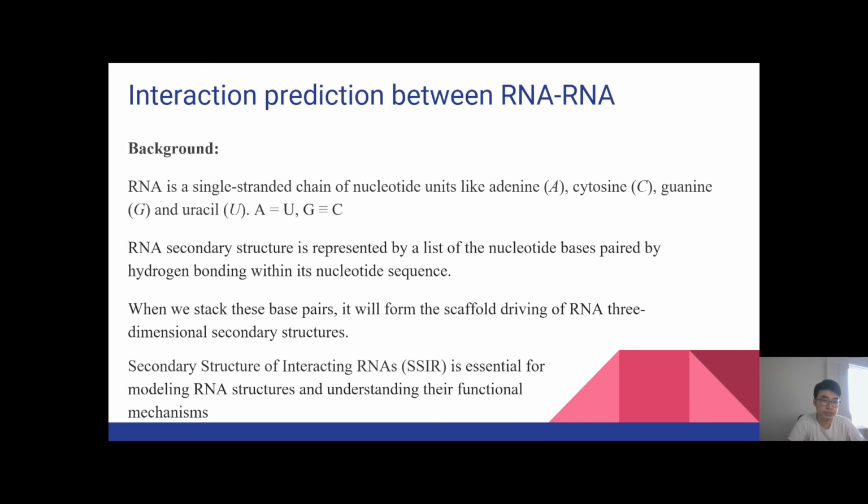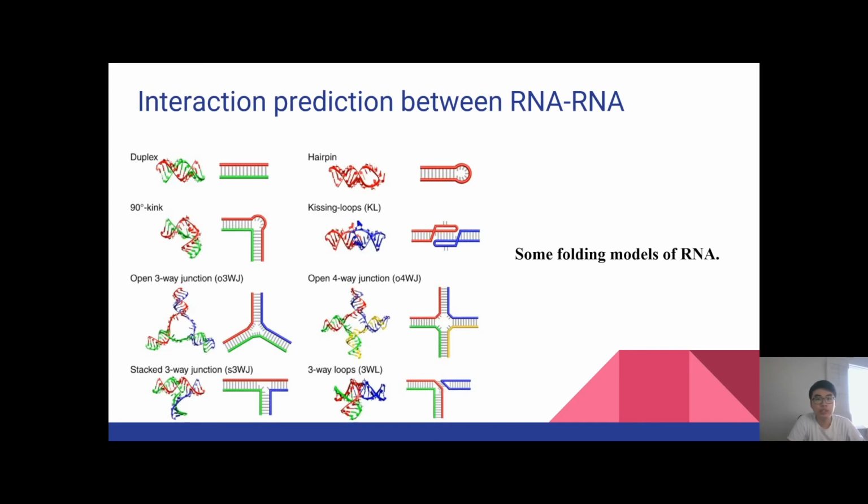So what are secondary structures? Secondary structures of interacting RNAs, or SSIR, are essential for modeling RNA structures and understanding their functional mechanisms. We have some examples of structures over here. You can see a duplex, where an RNA connects to another RNA, or a hairpin, where one RNA connects to itself with a loop at the end.